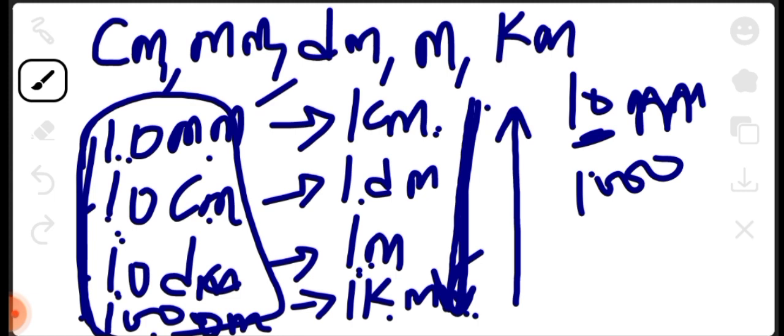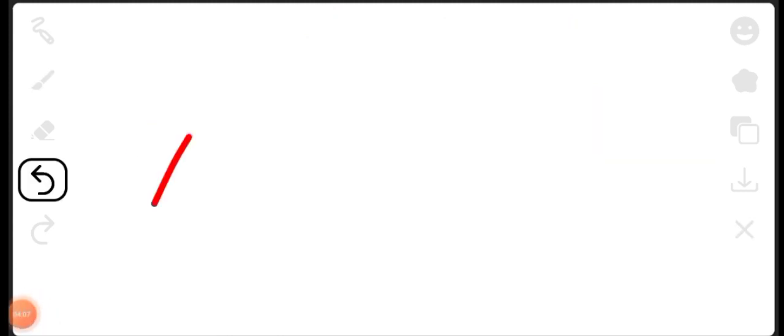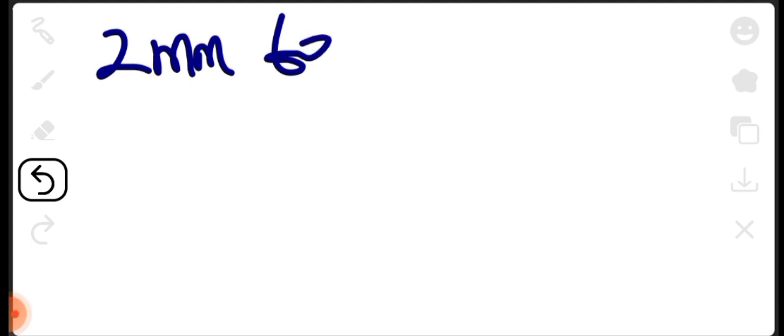So let's look at a few examples, then we are good to go. Now let's look at this converting. Let's convert 2 millimeters to centimeters. If you want to do this, check millimeters and centimeters. Millimeters is smaller than centimeters. So what do we now do? For converting from a smaller into a bigger unit, we have to divide. From bigger to smaller, we multiply. What is the relationship between millimeters and centimeters? 10 millimeters make 1 centimeter.